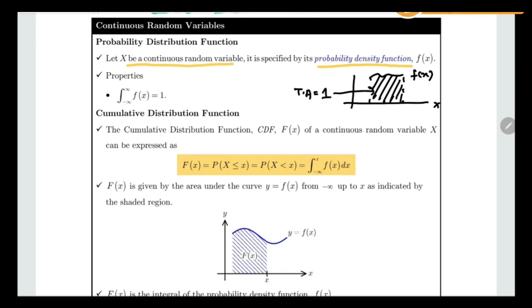From here, we can form a property, which is the integration of f(x) from negative infinity to infinity, or the integration of f(x) from the lowest to the uppermost limit, must equal 1. You have to clearly understand that this is a very important property that you have to keep in your mind in order to solve questions involving the continuous random variable.